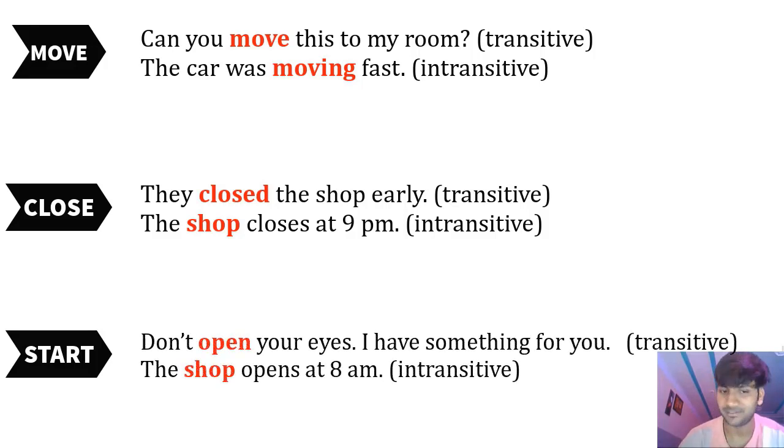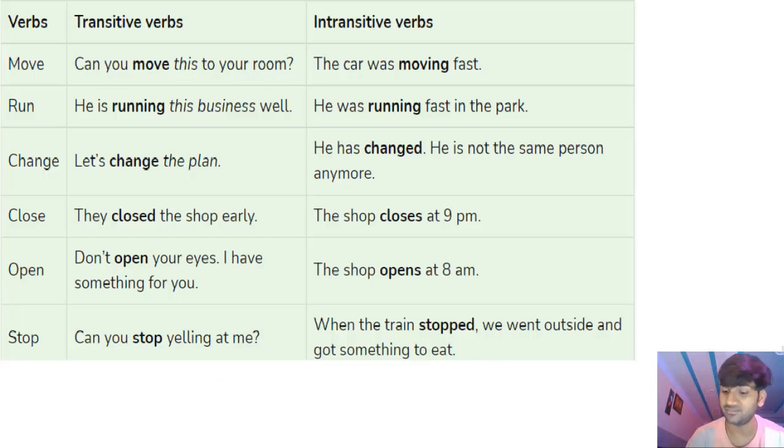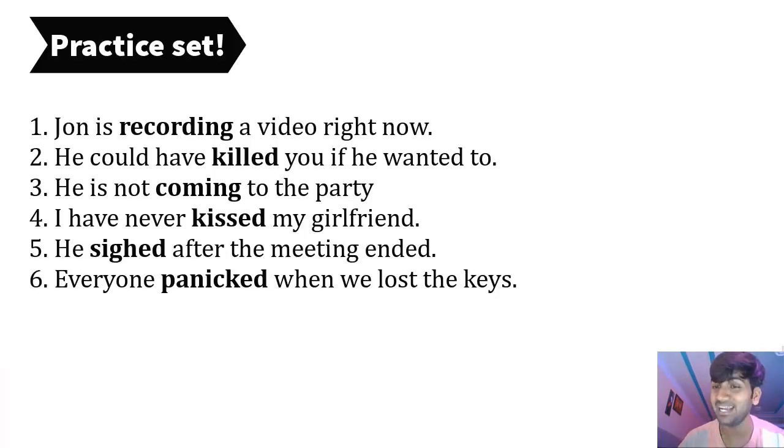Another verb, open. Transitive. Don't open your eyes. I have something for you. Don't open what? Your eyes, right? Don't open your eyes. Transitive verb. Intransitive, the shop opens at 8 a.m. Opens, right? Here it's working as an intransitive verb. So I'm pretty sure you've understood how some verbs can function as both transitive and intransitive. Here are more examples. You can refer to these examples and understand how these verbs function as both transitive and intransitive.